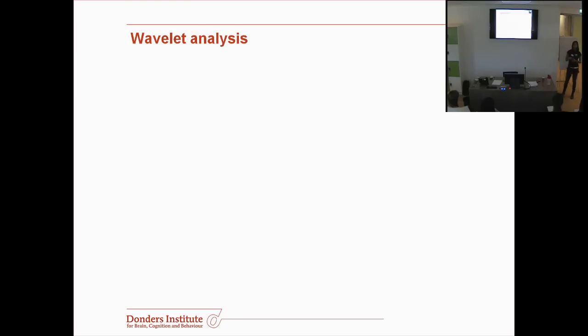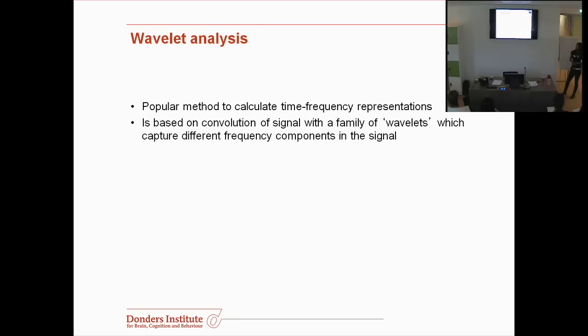Okay, so for the last part, we're going to talk a little bit about wavelet analysis. Wavelet analysis is another popular method to calculate your time frequency representation. It's essentially a different approach, but it can give you similar results, but not always. Wavelet analysis is basically taking a convolution of your signal with a family of wavelets which capture different frequency components in the signal. And what is convolution?